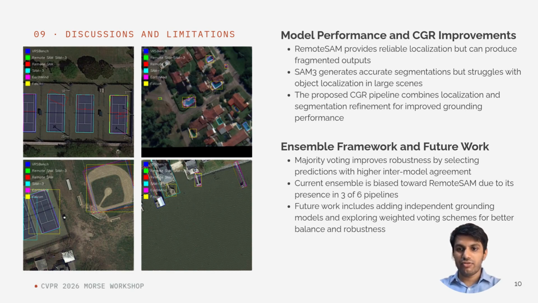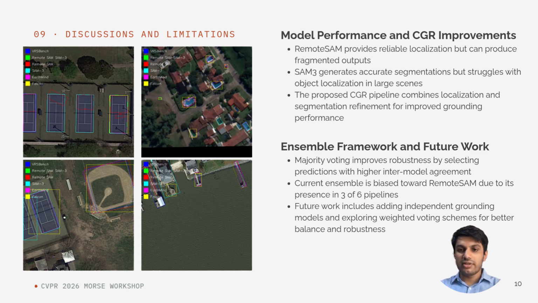Here are some key observations from our experiments, along with current limitations of our proposed framework. Starting with model behavior, we observed that different grounding pipelines exhibit complementary strengths and weaknesses. RemoteSAM provides reliable coarse localization and generally identifies the correct object regions, but its outputs can sometimes be fragmented, especially in cluttered scenes. On the other hand, SAM3 produces high-quality segmentation masks with cleaner boundaries, but it often struggles with accurate object localization in large-scale remote sensing imagery, where multiple visually similar objects are present.